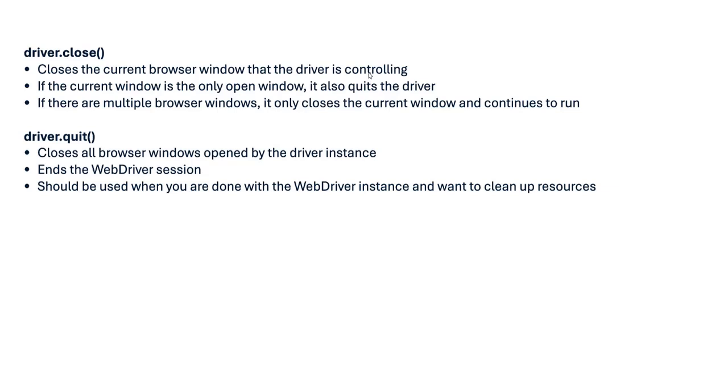So if you want to understand the difference, the driver.close method closes the current browser window that the driver is controlling, which will close only the current window. If the current window is the only open window, it also quits the driver. If it is the only tab opened, it will completely quit the browser itself. But if there are multiple windows opened, it closes only the current window and continues to run. So we will try to understand in what cases we will use this.